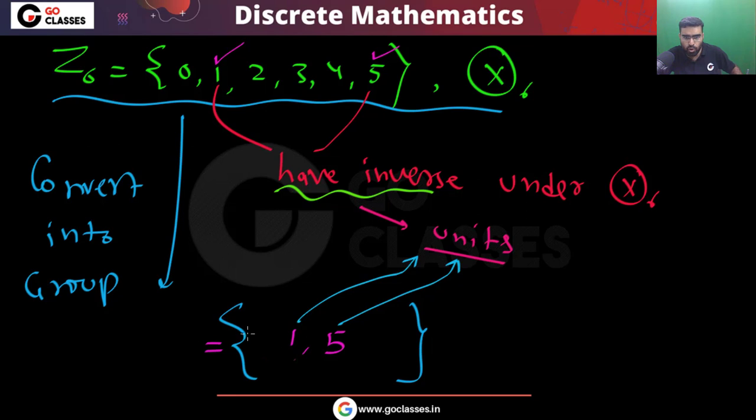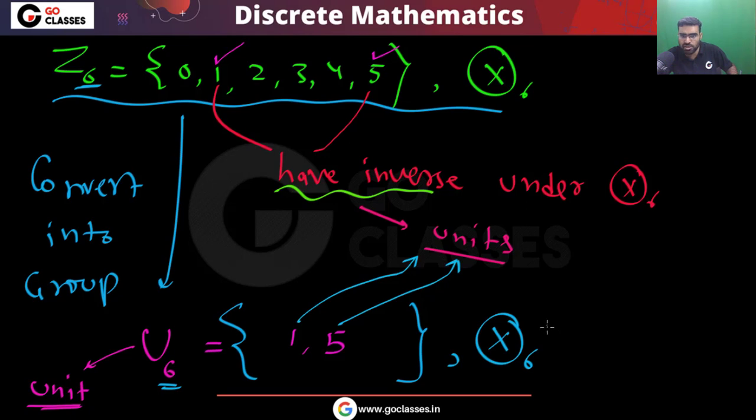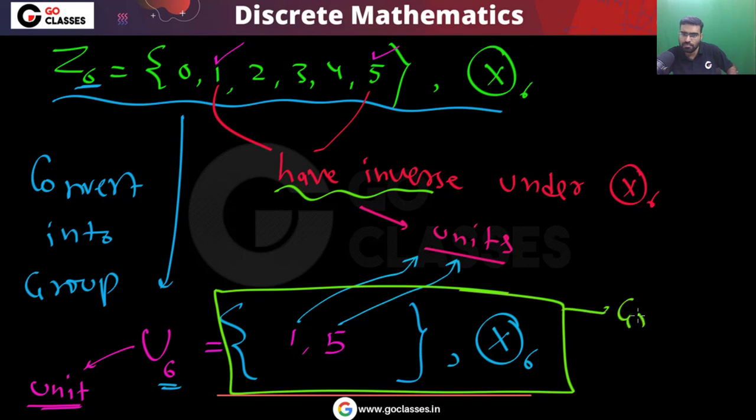That is the reason this group is called U6. U means unit, and this 6 is coming because of Z6. So ultimately I can say this U6, under multiplication modulo 6, will be a group. This entire thing will be a group.